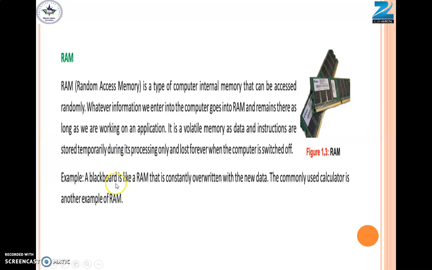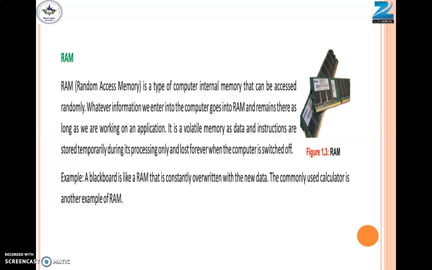RAM, random access memory, is a type of computer internal memory. It is also called volatile type of memory. It accesses data randomly, that's why. Whatever information we enter into the computer goes into RAM and remains there as long as we are working on an application. It is a volatile memory as data and instructions are stored temporarily during processing only and lost after the computer is switched off.